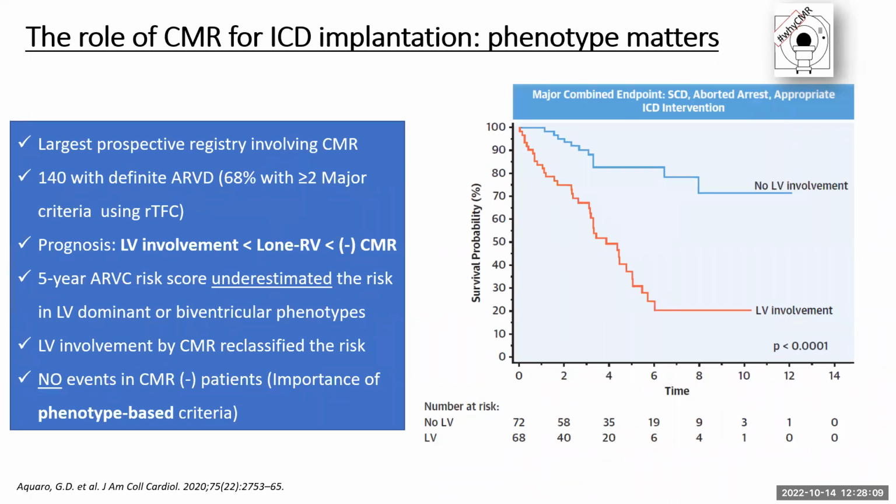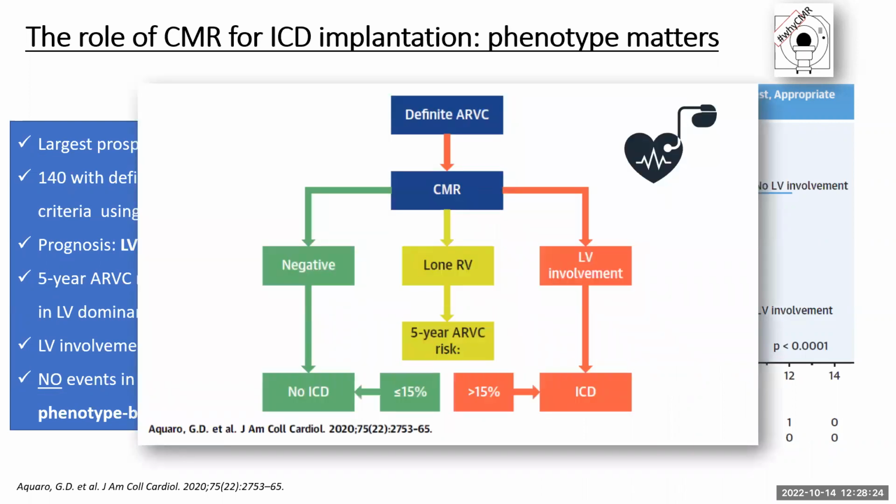More importantly, there were no events in patients with a normal CMR scan, supporting the concept from Padua that the imaging phenotype must be present for the definite diagnosis. So they proposed this algorithm for recommending ICD implantation using together the 5-year risk score and the CMR phenotype.